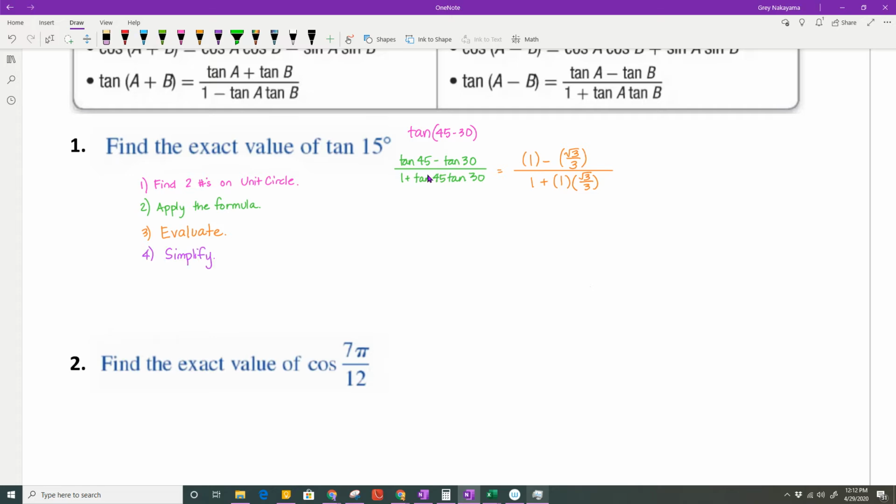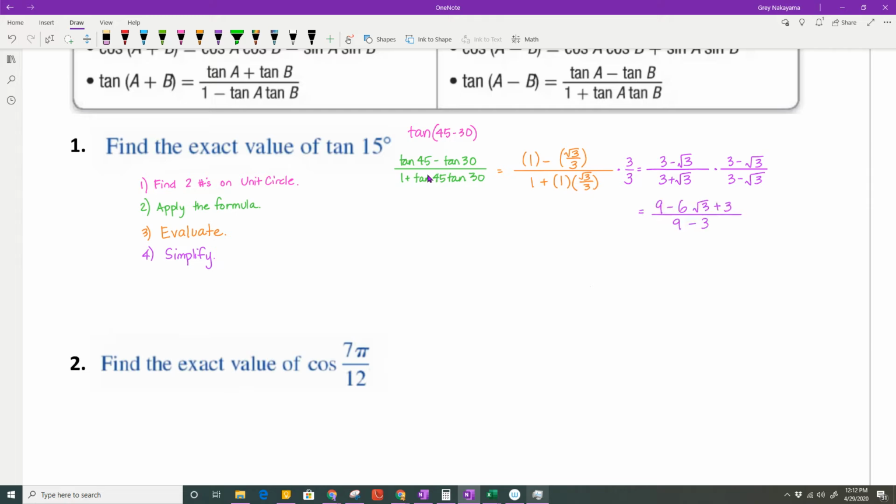And then the last step that we have is to simplify. Everything in purple is just simplifying this expression. First, I'm going to get rid of the complex fractions. So I'm multiplying the top and bottom by 3, which is my least common denominator. When I do that, I get 3 minus the square root of 3 over 3 plus the square root of 3. I cannot leave a radical on the bottom, so then I multiply by the conjugate of my denominator, which is 3 minus the square root of 3.